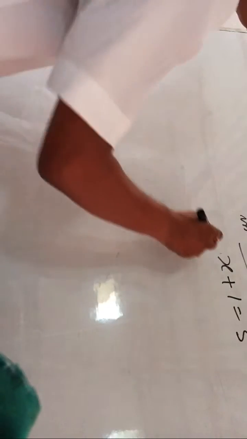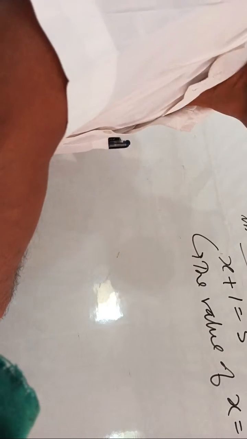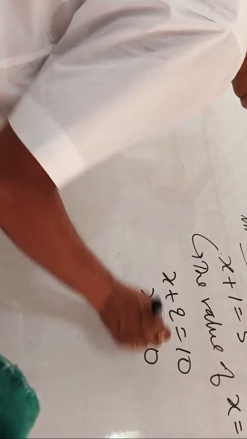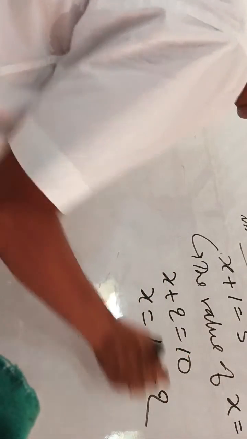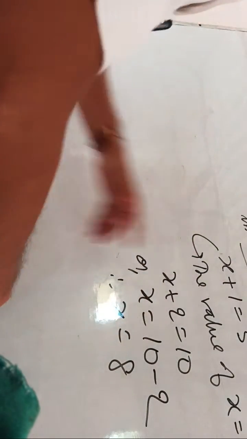In this equation, the value of x will be 4. 4 plus 1 is 5. But now we take another equation, x plus 2 is 10. What will be the value of x here? X will be 8. This plus 2 will become minus 2 on the right hand side, and x will become 8. So, in the first equation, the value of x is 4, but in the second equation, the value of x is 8. It means the value of x is changing.